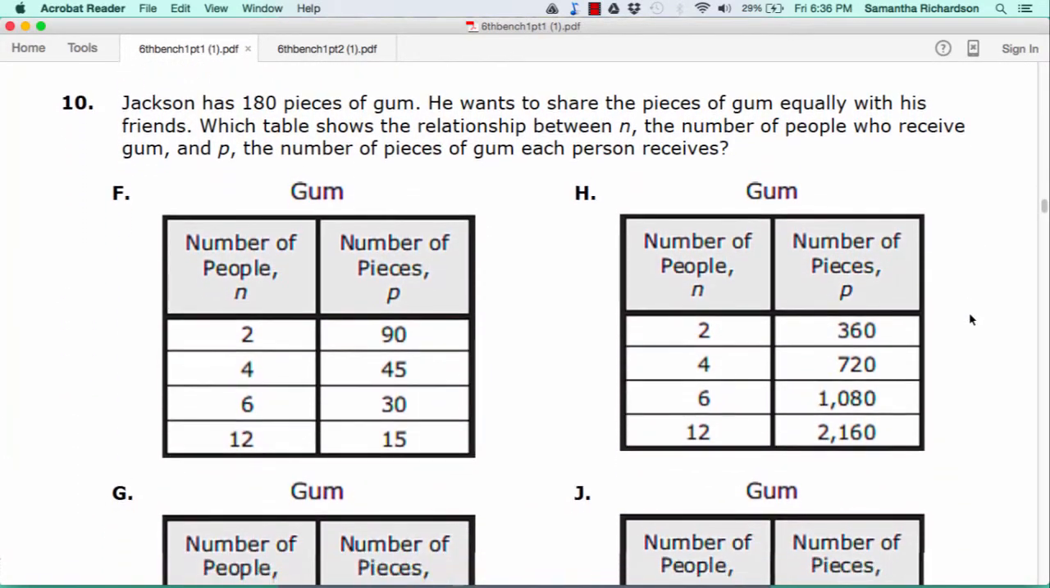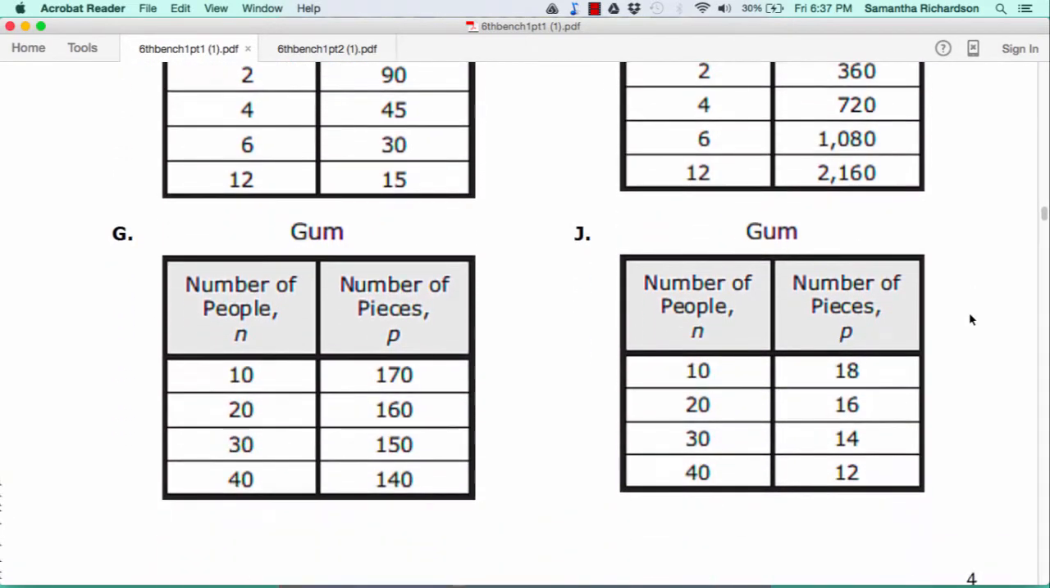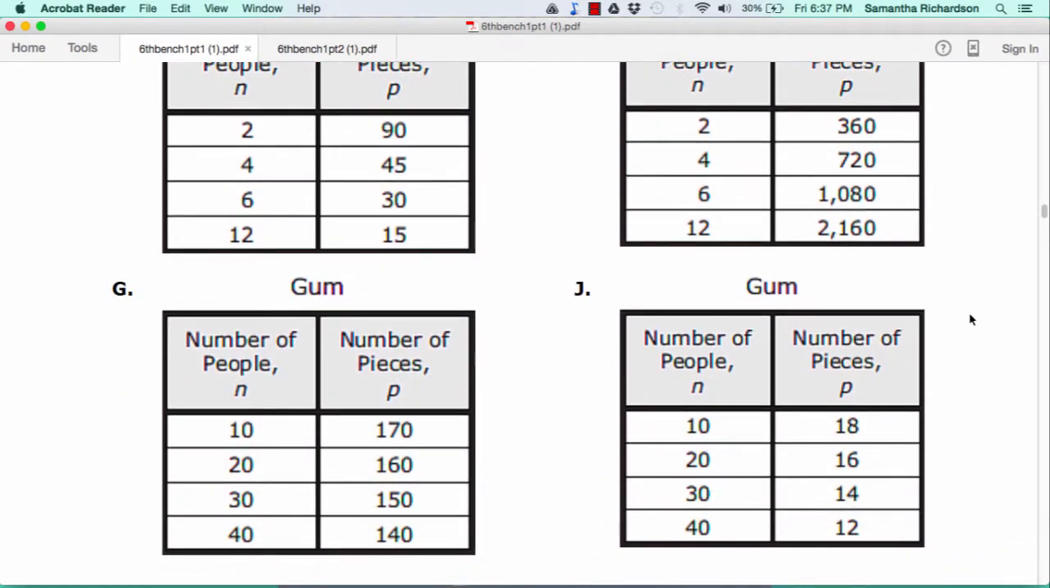Question 10. Jackson has 180 pieces of gum. He wants to share the pieces of gum equally with his friends. Which table shows the relationship between N, the number of people who receive gum, and P, the number of pieces of gum each person receives? Table F, Table G, Table H, Table J.